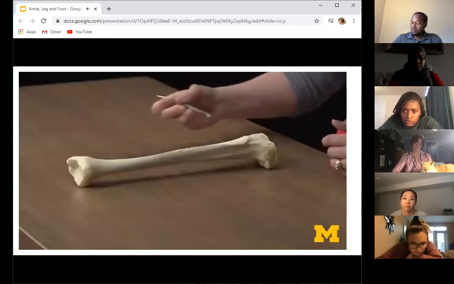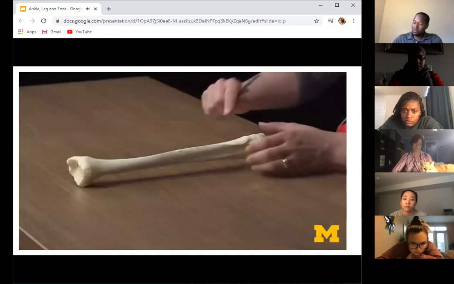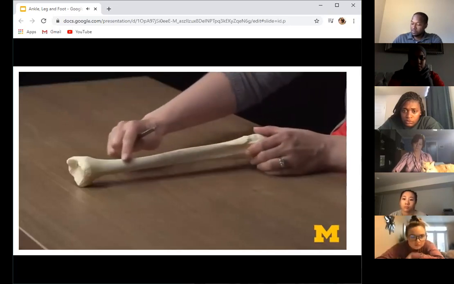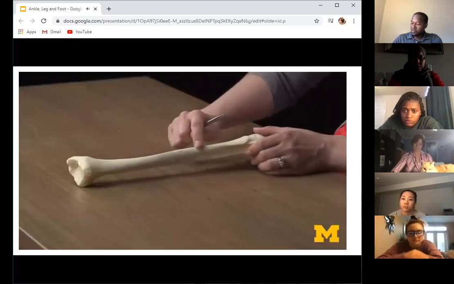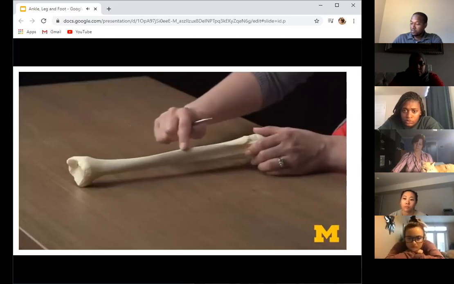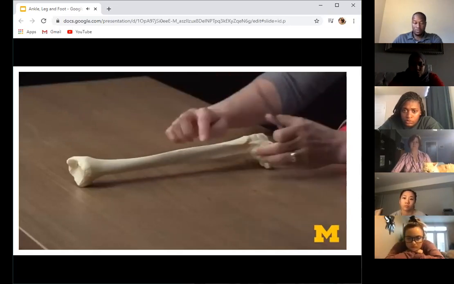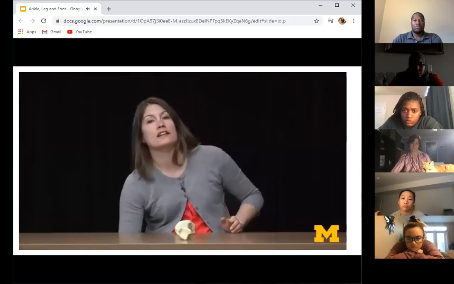So we're looking at an anterior view here, and one of the first things I want you to note, and the shaft or the body portion of the tibia, is this line right here. And you can actually palpate this on yourself. It's really fairly close in terms of the skin.